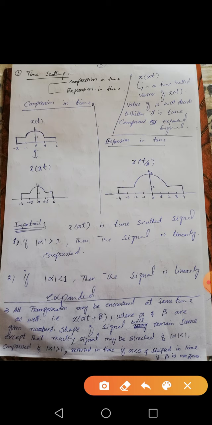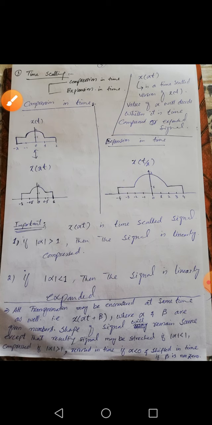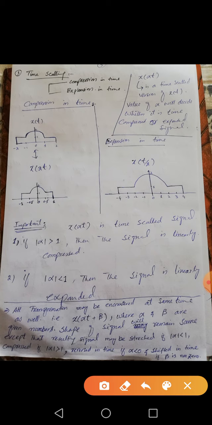Another important thing to note is that all the transformations may be encountered at the same time. We have studied the three types of transformation separately: time shift, time reversal, and time scaling. But you can encounter all three transformations at the same time as well. That is x of alpha t plus beta, where alpha and beta are given numbers.